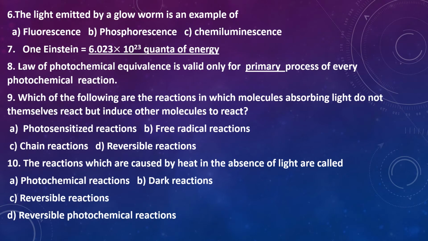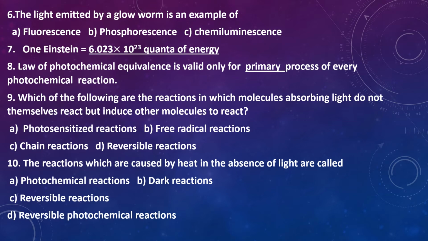Question number 6. The light emitted by a glowworm is an example of? Options: A. Fluorescence, B. Phosphorescence, and C. Chemiluminescence. What is the right answer for this? Option C is your right answer, that is chemiluminescence.